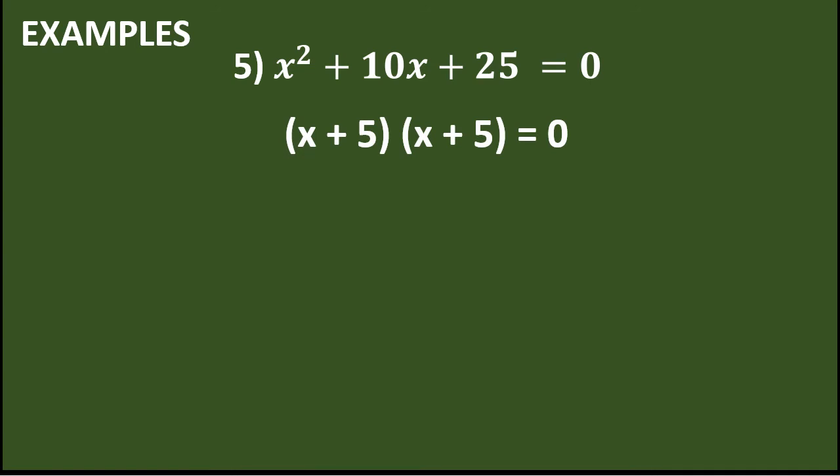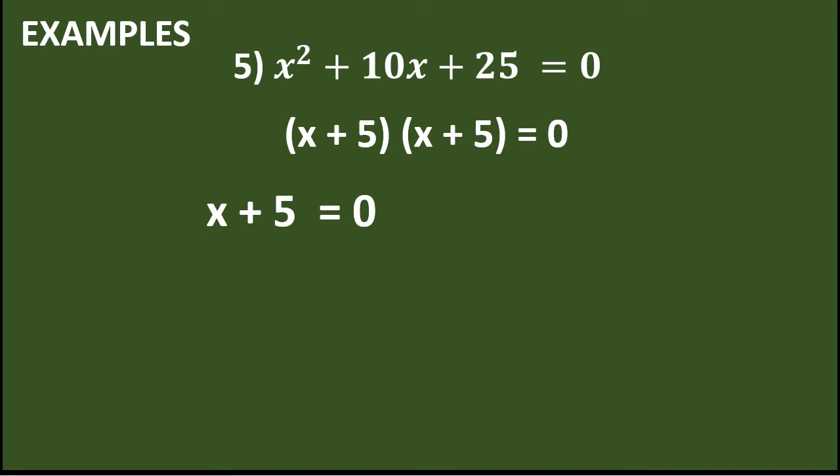After that, if you want to check using the FOIL method or any other method, all you have to do is multiply these two binomials inside the parentheses and you will go back to the original equation. So we have the quantity x plus 5 times the quantity x plus 5 equals 0. Equate both factors to 0. So we have x plus 5 equals 0.